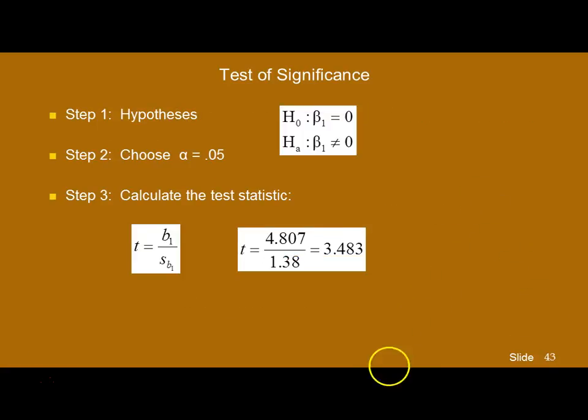Now let's go through our usual steps of hypothesis testing. I'm going to do a two-sided test. Beta 1 is 0, beta 1 is not 0. Let's use a 5% alpha level. Calculate your test statistic, B1 over SB1. Again, in the example we've been doing, the grades and hours of study example, B1 was 4.807, and we just finished calculating SB1 as 1.38. That gives us a t-statistic of about 3.48.